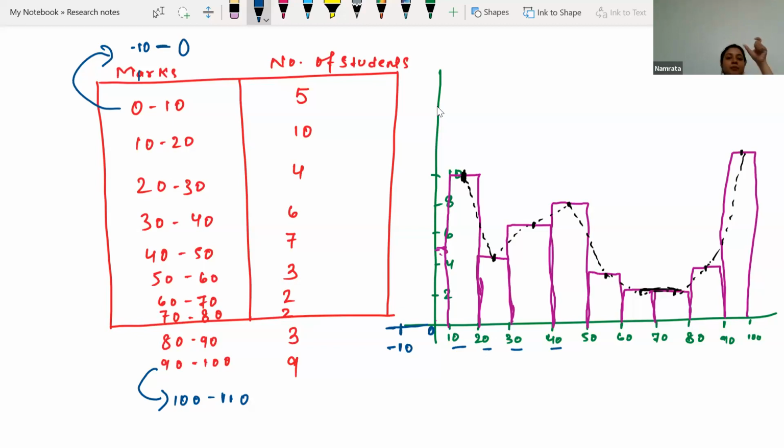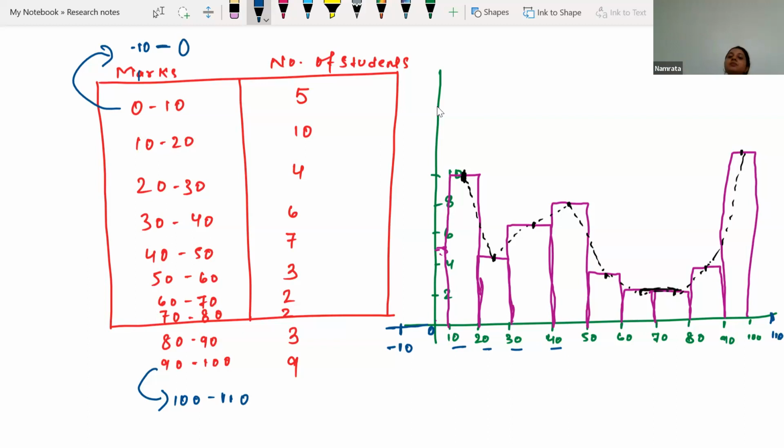One more interval I am taking, just previous to the first interval and next to the last interval. Is it clear? Yes. Similarly, here also we are taking one more interval at the last, that is 90 to 100, and then one more interval, that is 100 to 110.